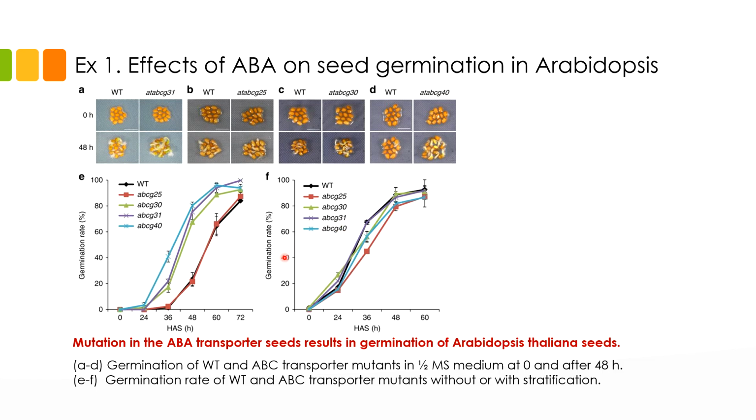With stratification, we don't see much difference in the germination profile of the seeds, and this could be because during stratification, germination inhibitors such as ABA are leached out of the cell, allowing the seeds to germinate.